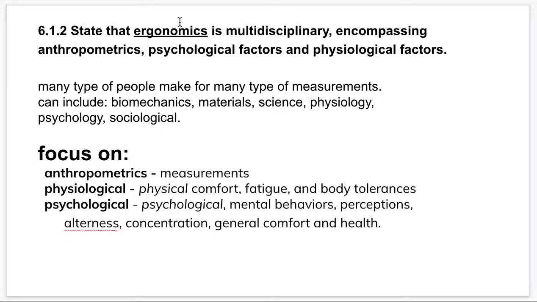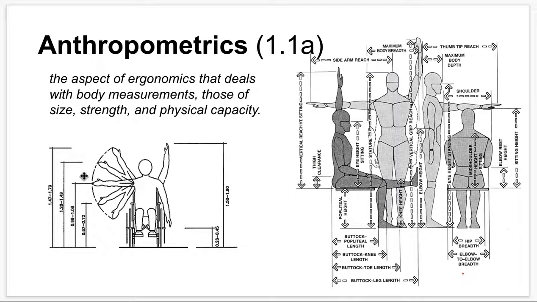Remember, a lot of these things can be used in biomechanics and materials. It is trying to create a science out of the way that people interact with their products. So the first one is anthropometrics. And the IB definition is that anthropometrics are the aspect of ergonomics that deals with body measurements, those of size, strength, and physical capacity. That's important to remember, though I've got a lot of photos here about the sizes. It's actually really important to understand the strength and physical capacity.